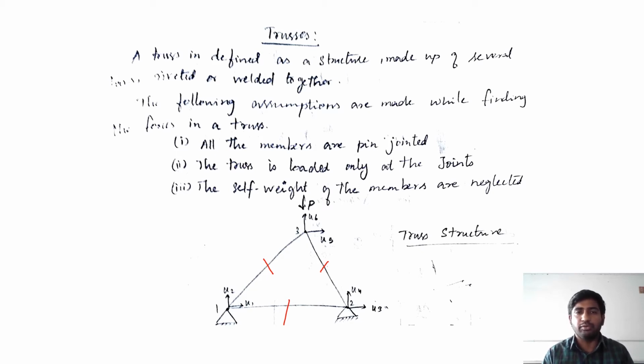Okay, so let's move on to the third assumption, the self weight of the member. So self weight due to gravity of this element is fully neglected. These are the assumptions of trusses. Okay, so let's move on to the problem.